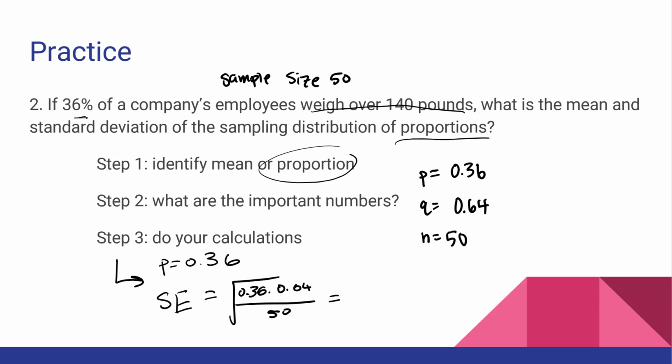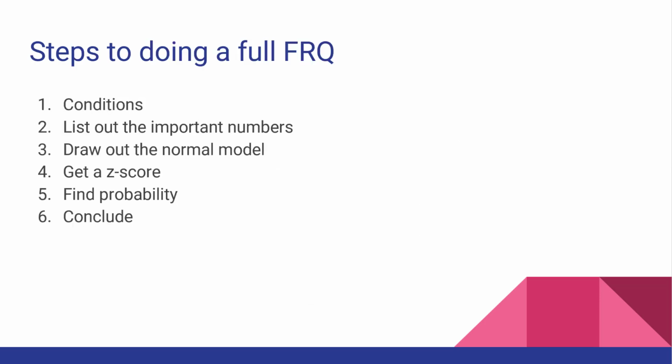Putting that into the calculator, we get 0.0679. So our standard error is about 6.79%. Because again, this can all be expressed as percentages. Our P could be 36% and our standard error could be 6.79%. It's all up to personal preference. I just prefer it as decimals.